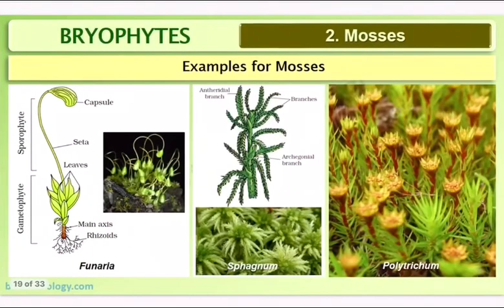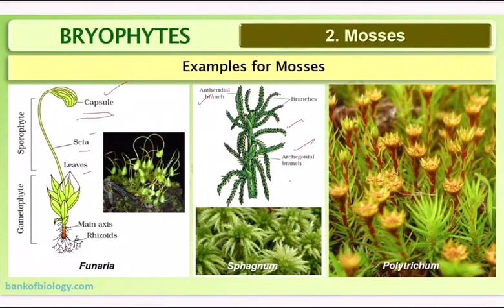The sporophyte in mosses is more elaborate than that in liverworts. The capsule contains spores. Spores are formed after meiosis. Mosses have an elaborate mechanism of spore dispersal. So for examples of mosses, you can see Funaria, as we were talking about this: capsule, and there is a slender branch, tube-like structure, seta, and the leaves.